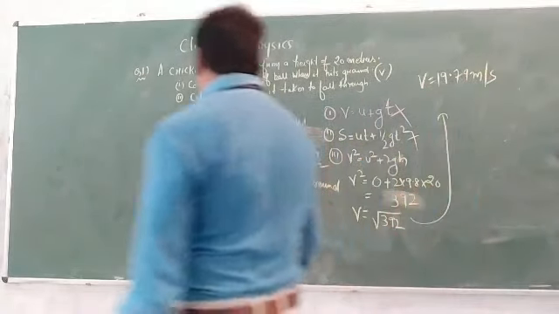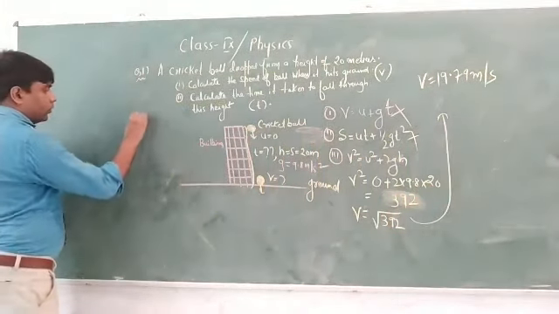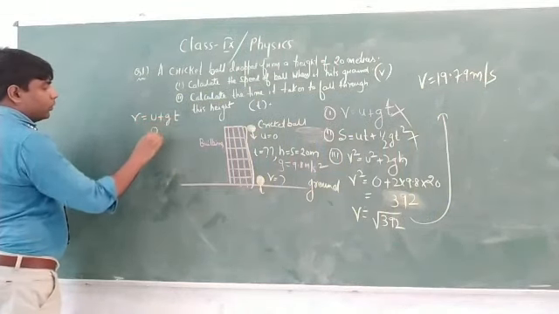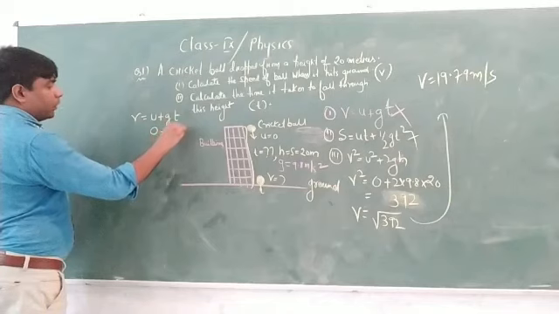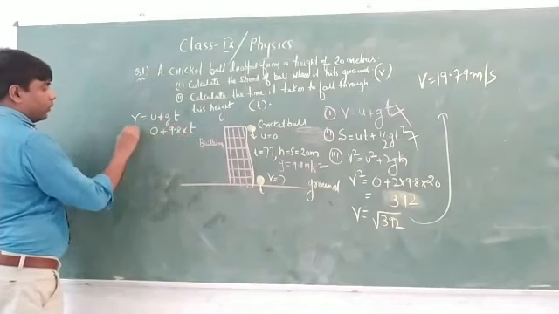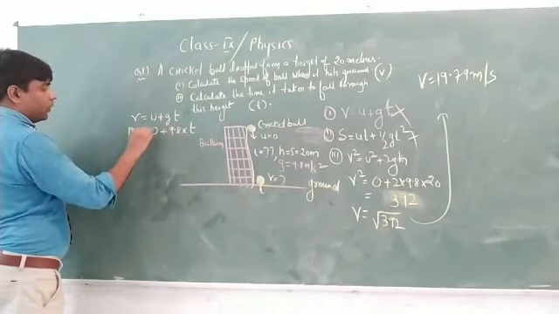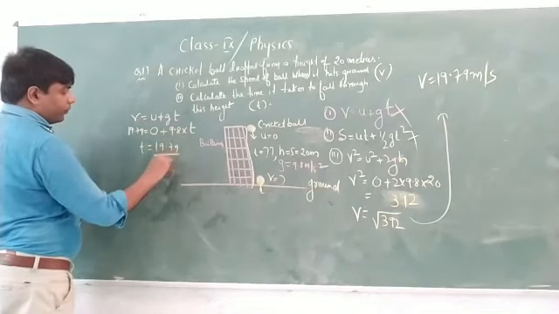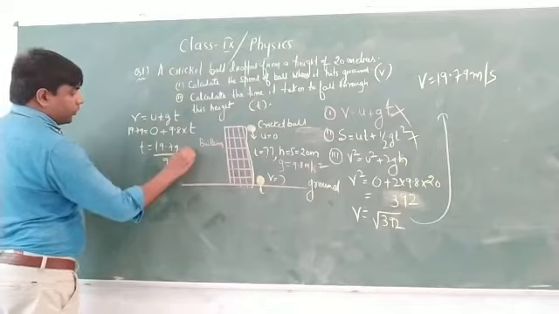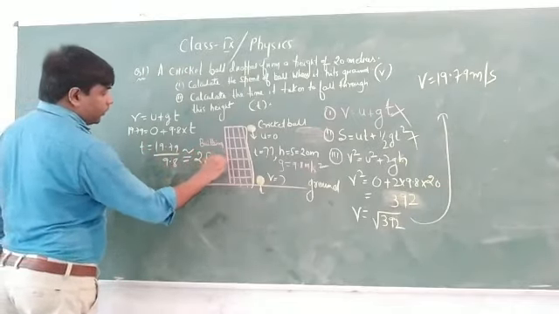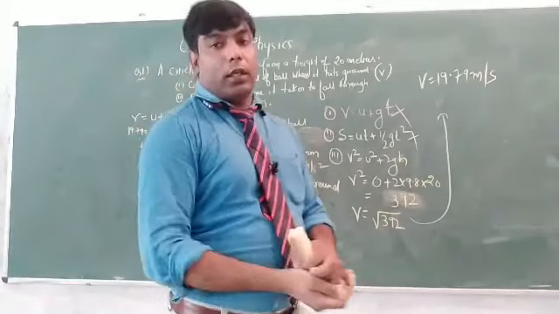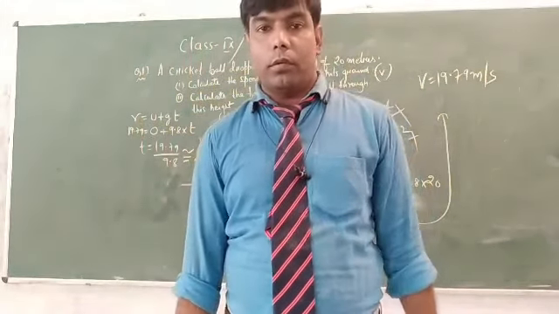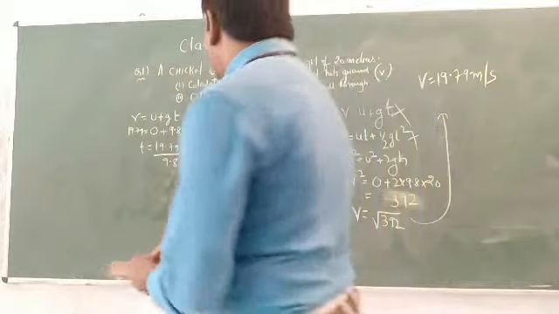In the second case, v equal to u plus gt: u is 0, plus 9.8 into t, and v is 19.79, so t is approximately 2 seconds, right? That is, we are getting the time: it will take approximately 2 seconds to fall down to the ground, right?